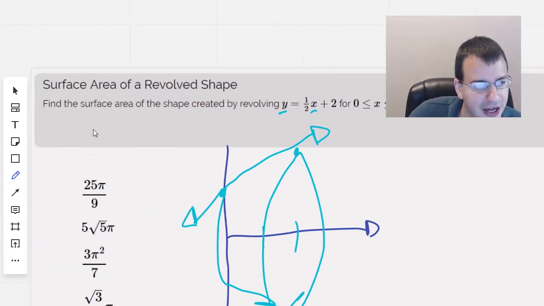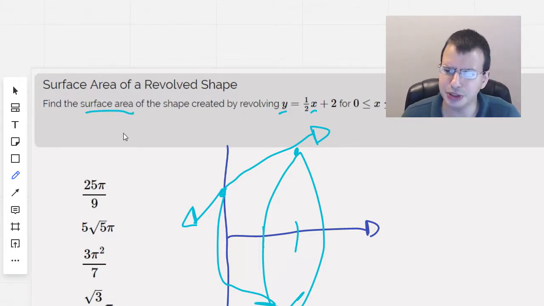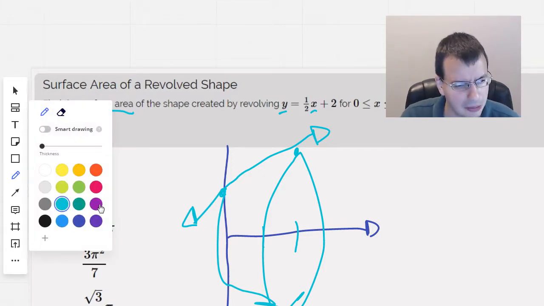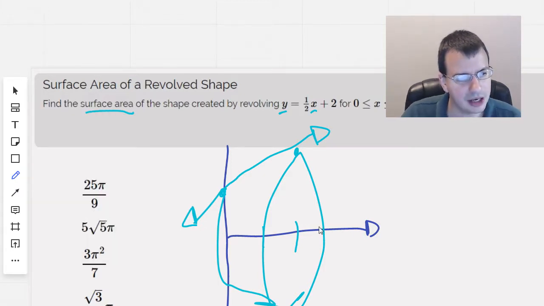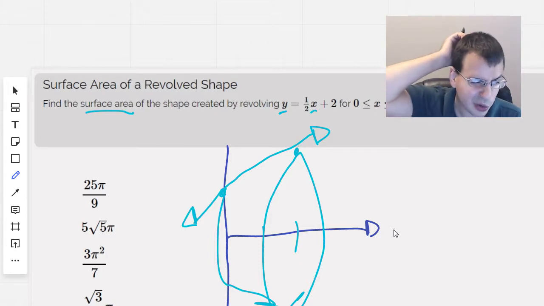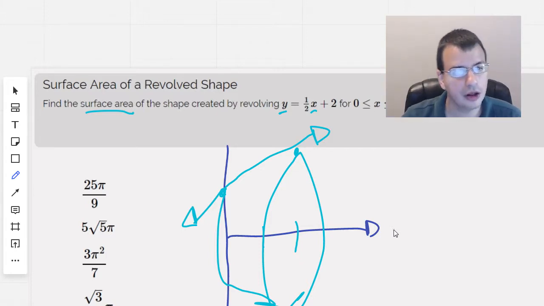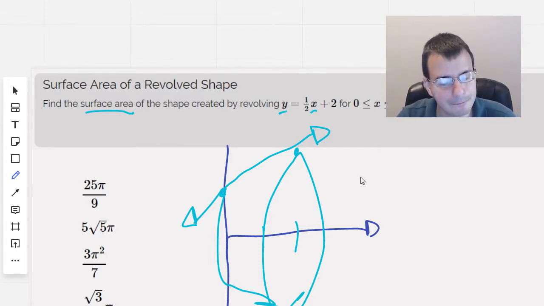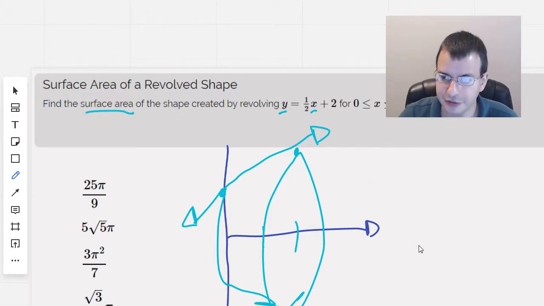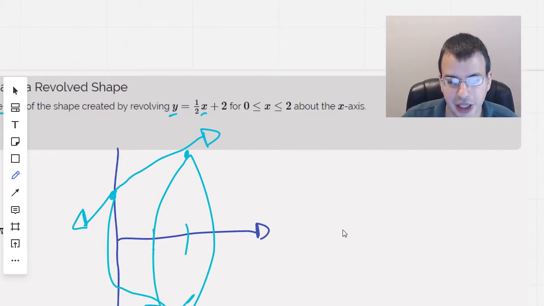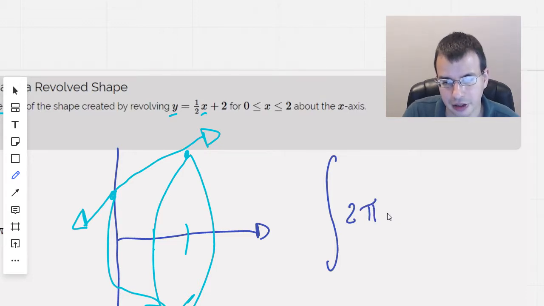Okay, so now we're trying to find the surface area. So when you think of revolved shapes, you normally think of volumes. So you're thinking, well, disk method or shell method. But you really don't quite have that for the surface area. For surface area, you're actually going to use the arc length. So the idea here then is we're going to do 2 pi r.